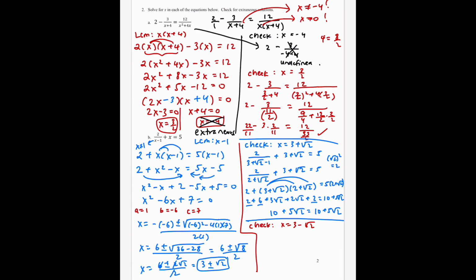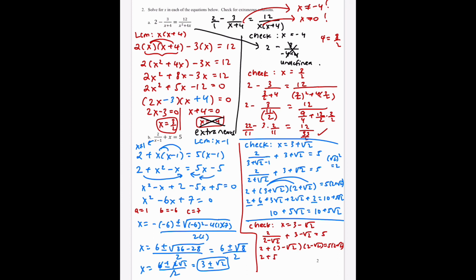You plug it back in, it's the same stuff. It's just going to be 3 minus root 2. So 3 minus 1 is just 2 minus root 2, plus 3 minus root 2, which is equal to 5. Do the same process. So the LCM is 2 minus root 2. It's just 2 plus 3 minus root 2 times 2 minus root 2, is equal to 5 times 2 minus root 2. So that's going to be 2 plus 3 times 2.